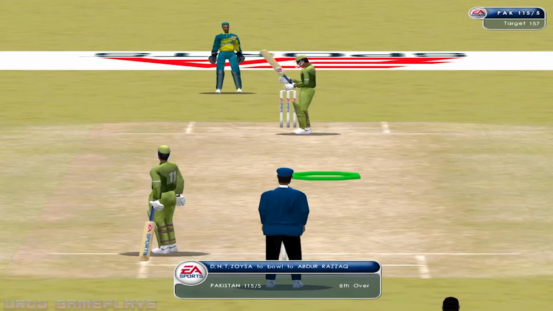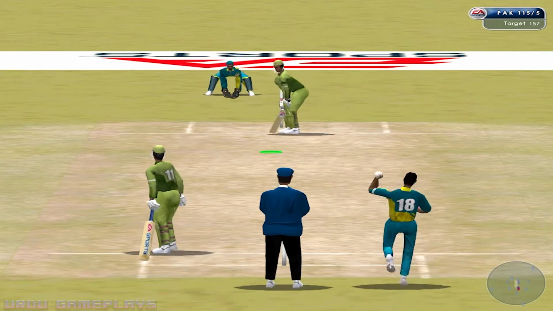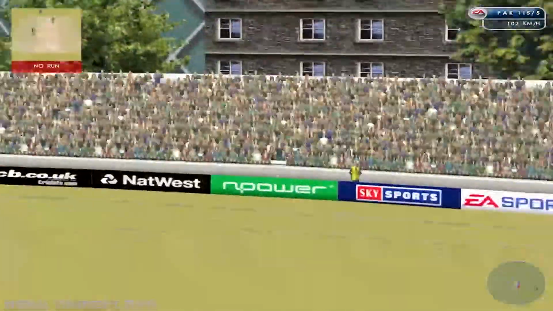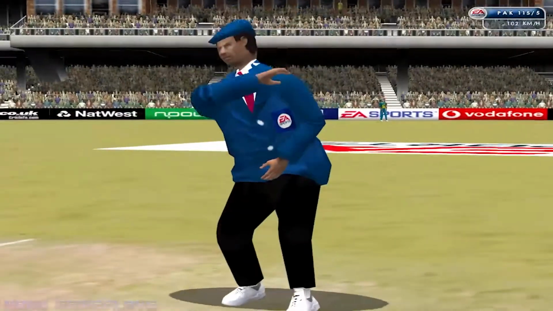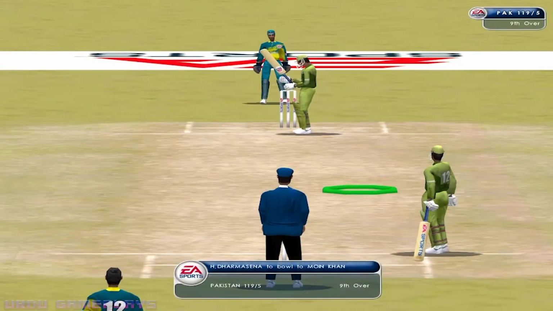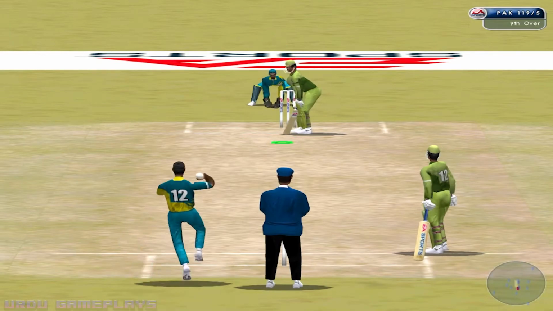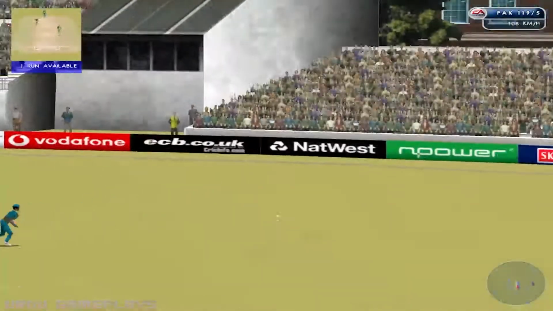Zoysa is back in the attack. That's straight up in the air. He picked the length quickly with that one. For all the kids watching out there, that is a perfect example of how to play the shot. 12 overs are left for Pakistan. We're about to see the first bowling change. Now the run rate stands at just over 3 an over.